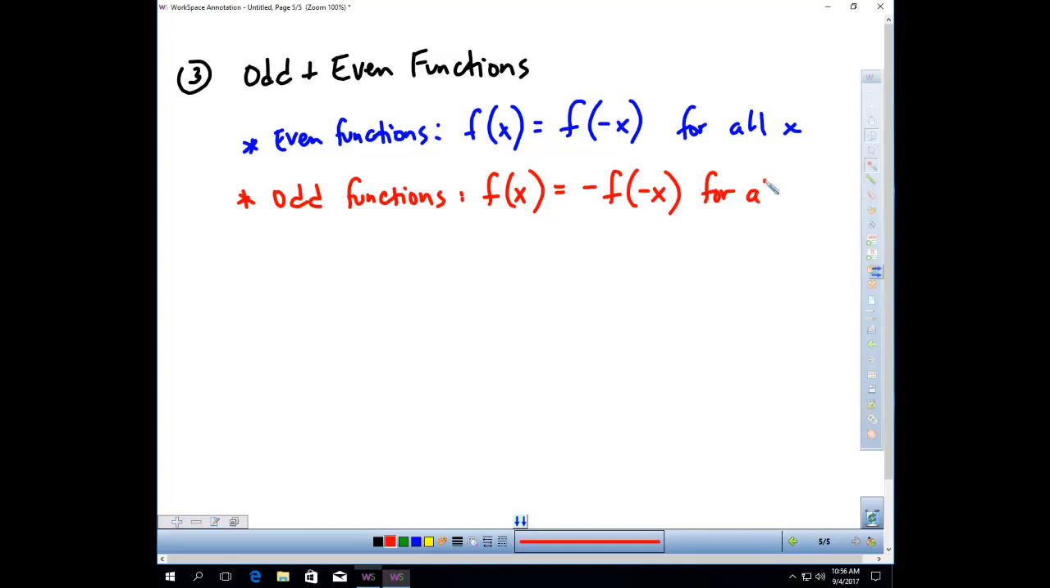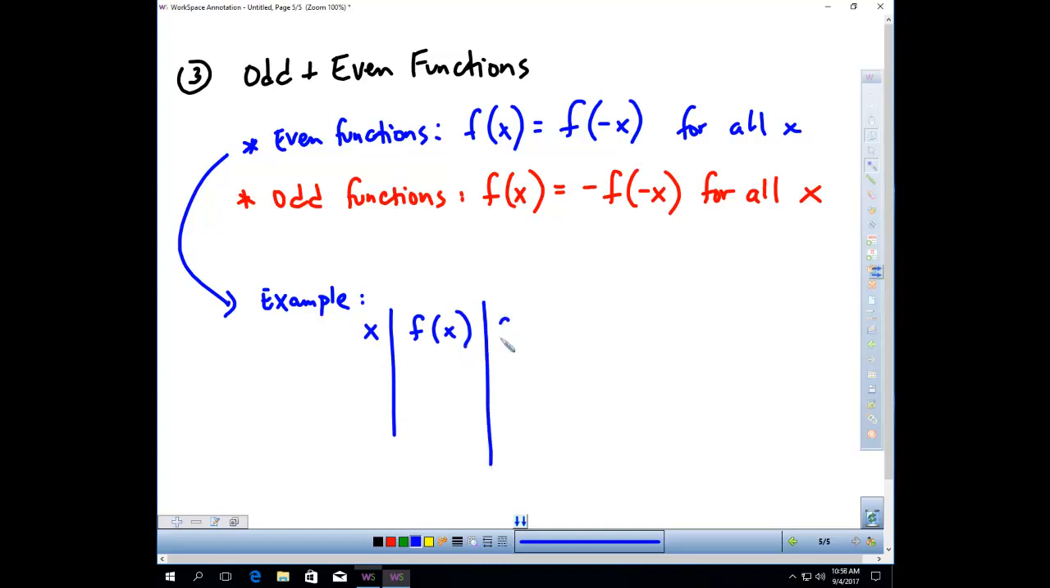Now, I'm going to guess, unless you've heard this before, that might be a little bit confusing. So let me give you an example of each of these two functions, just so you can kind of see what I'm talking about here. So an example for the even function. Again, I'm just going to make up some numbers here, but this is what your output should look like. I don't really need this part here. Let's get rid of that.